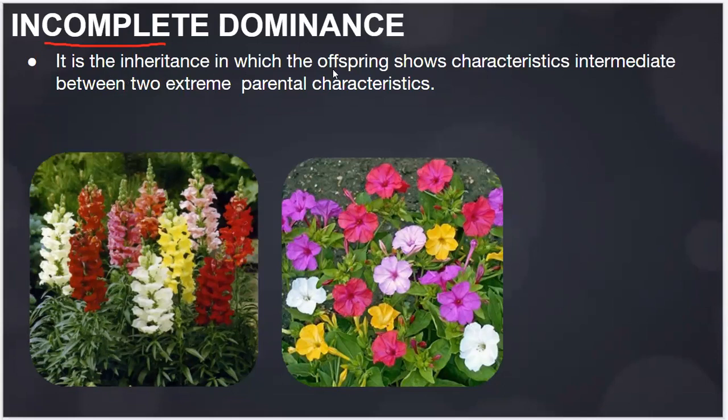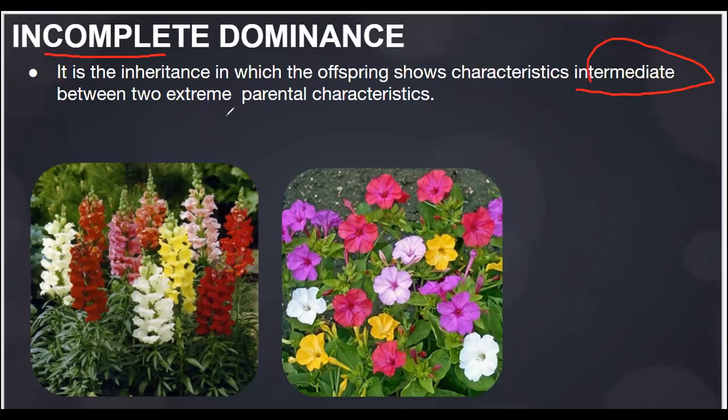So it is the inheritance in which the offspring shows characteristics which are intermediate between the 2 extreme parental combinations. Let's say one parent is homozygous tall and the other parent has 2 small t, then the hybrid condition will have this genotype: one capital T and one small t in the F1 generation, as we know from our previous crosses.